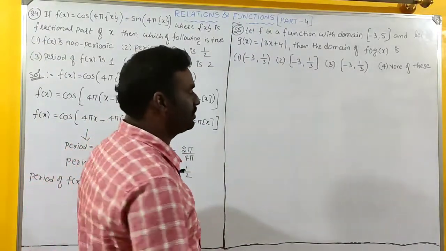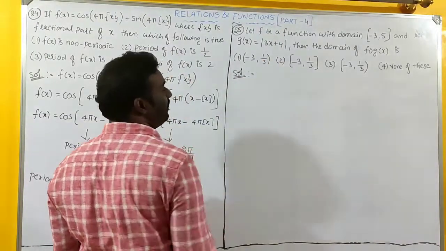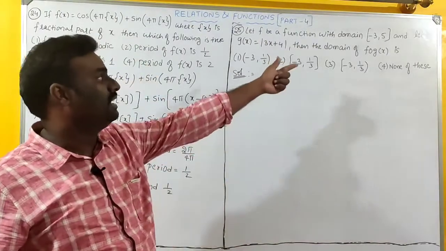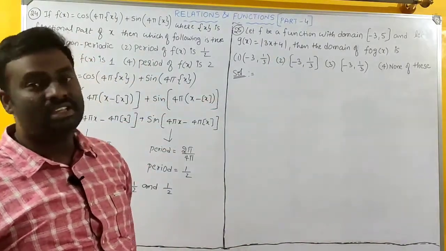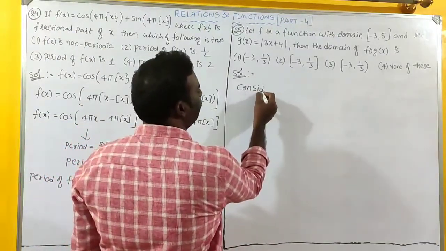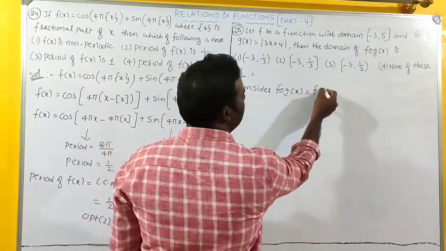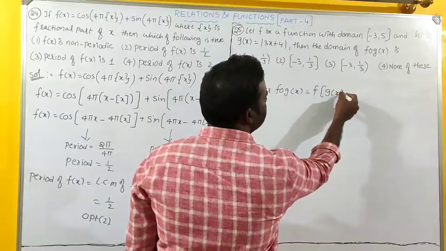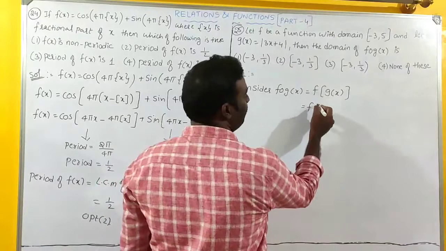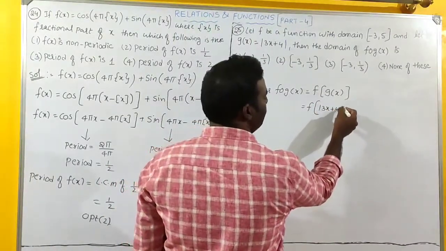Coming to the next question, 25. Let f be a function with domain closed bracket minus 3 comma 5, and g of x is given. Then the domain of f circle g of x: consider f circle g of x. It can be written as f of g of x, that equals f of g of x, which is mod 3x plus 4.